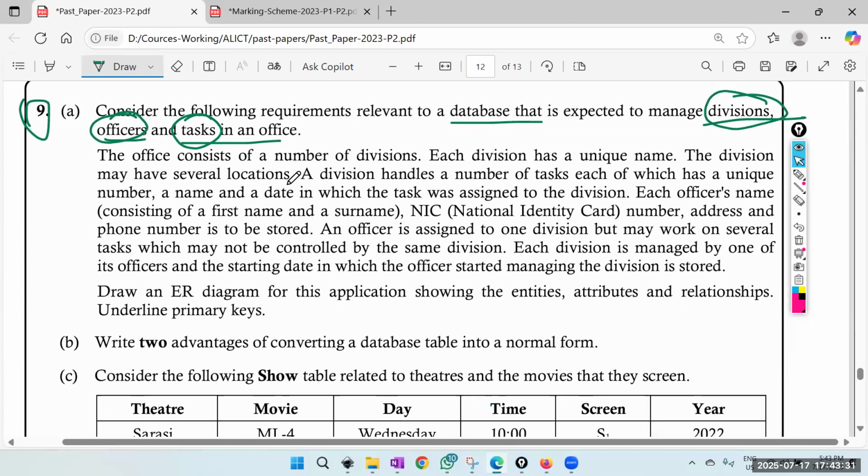The office consists of a number of divisions. Each division has a unique name. The division may have several locations. A division handles a number of tasks. So let's try to put it into a sort of structure. So we have division. Division has several locations, and one division can have many locations.